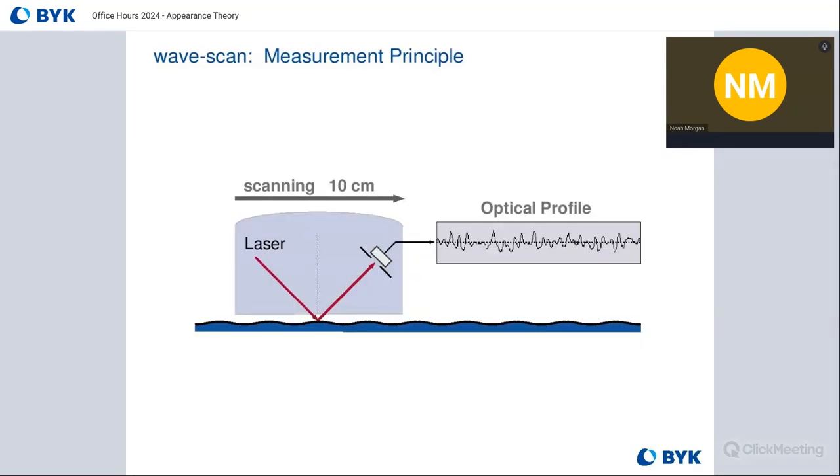So now we have a background on visual perception. We can move on to how the WaveScan actually measures these visual effects. To start, the WaveScan is meant to be rolled across the surface and gather surface data using a laser light source that illuminates a sample at a 60-degree angle. Then with a detector opposite the laser at 60 degrees, the instrument will scan the surface and measure the reflected light intensity point by point. With all that information, we can create an optical profile of the surface.